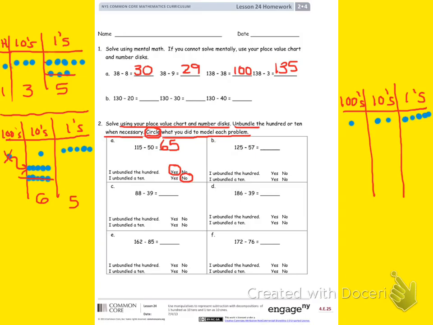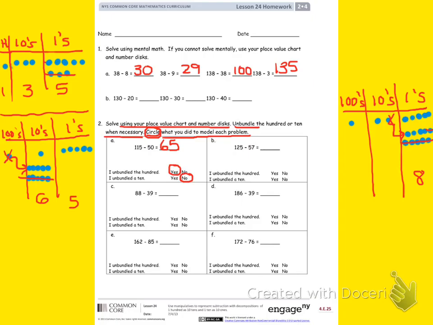No, I do not. That means I need to unbundle a group of 10 here and put it in the ones place. 1, 2, 3, 4, 5, 6, 7, 8, 9, 10. Now I have 15 ones. Can I take away 7? Sure enough. I'll cross out 5, 6, 7. That leaves me with 8 left in the ones place. Remember, I'm subtracting 57 from 125.